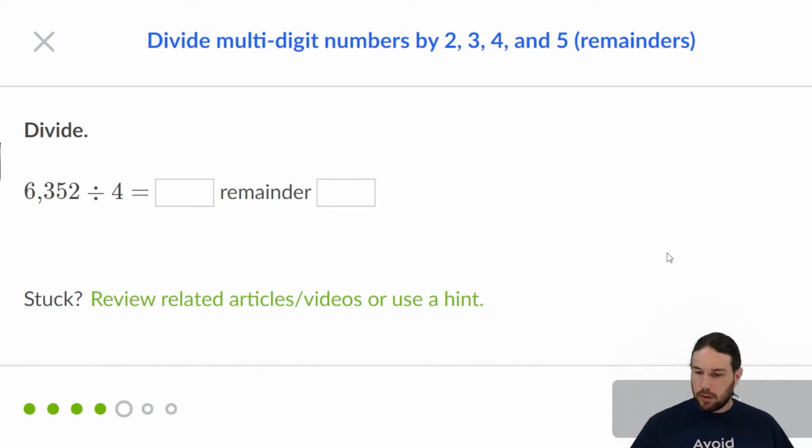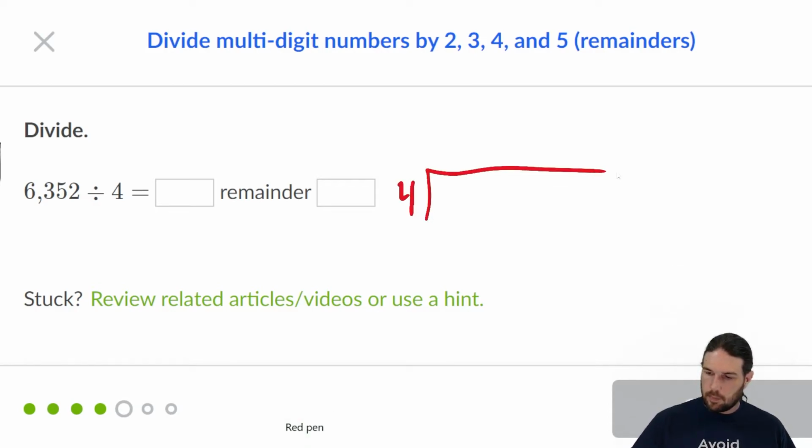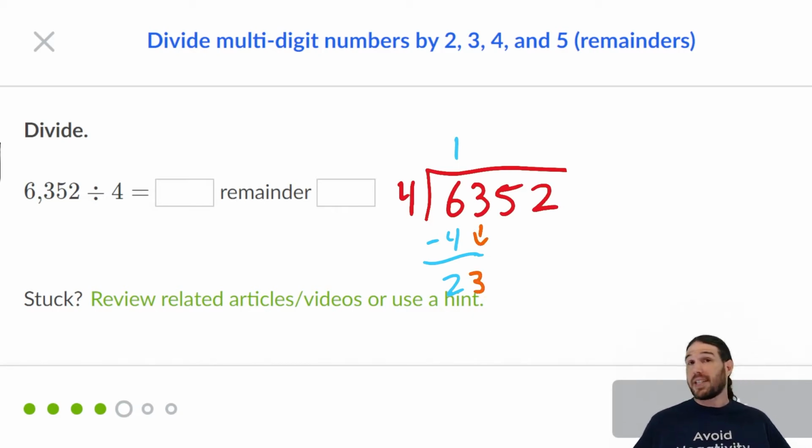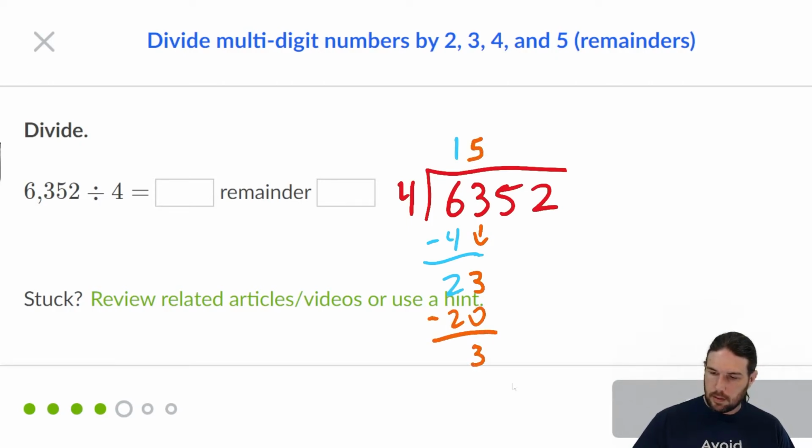6,352 divided by 4. This one's a little bit nice because we can indeed put 4 into 6 once. Our next number that we're shooting for is 23. 4 times 5 is 20. Let's see, which color do I use next? Let's use this one next. 35, let's see. How far down am I on the screen? Okay, not too bad.